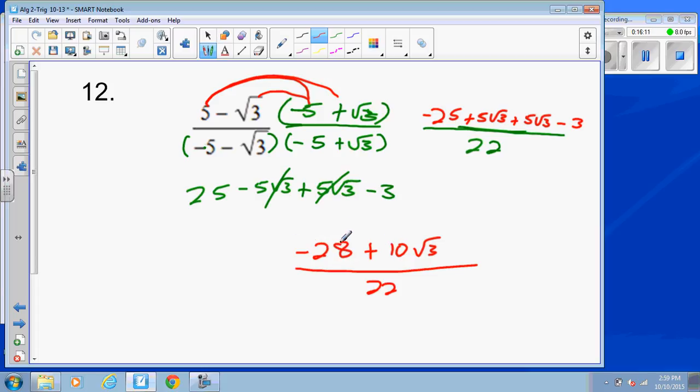So basically, if I divide this by 2, 2 is the only number that goes into all these. So this would become negative 14. This would become 5. And this would become 11. So the answer would be negative 14 plus 5 square root of 3 over 11. And that would be my final answer.